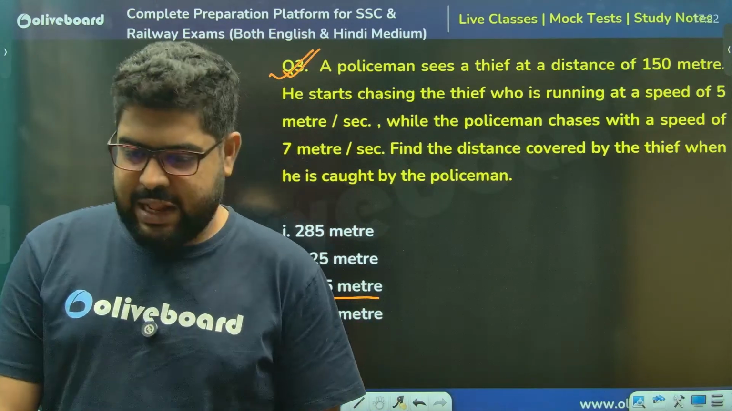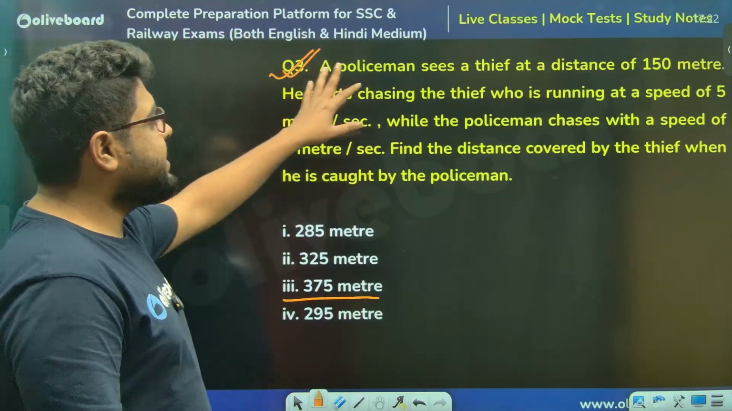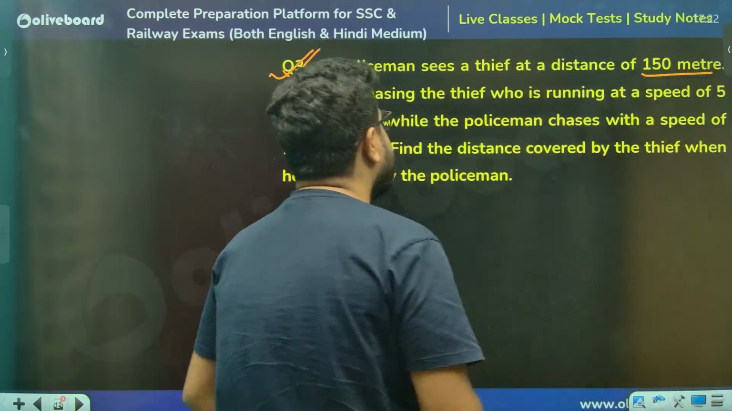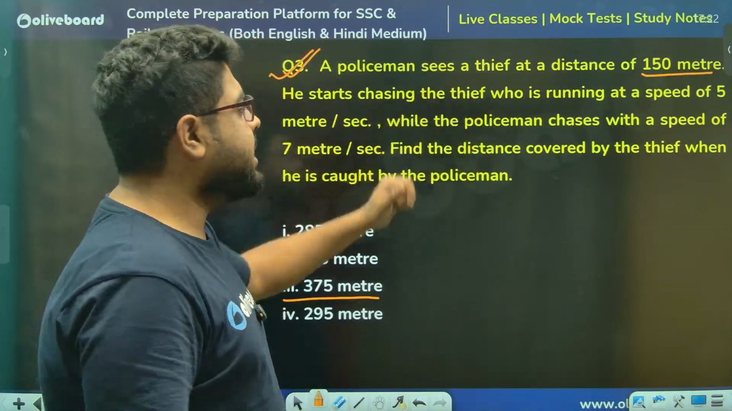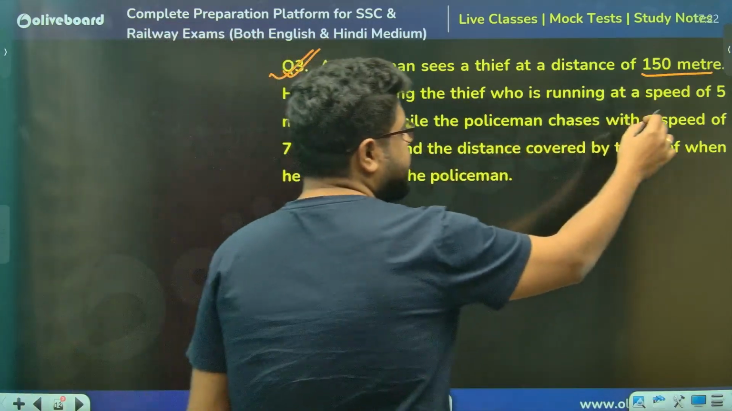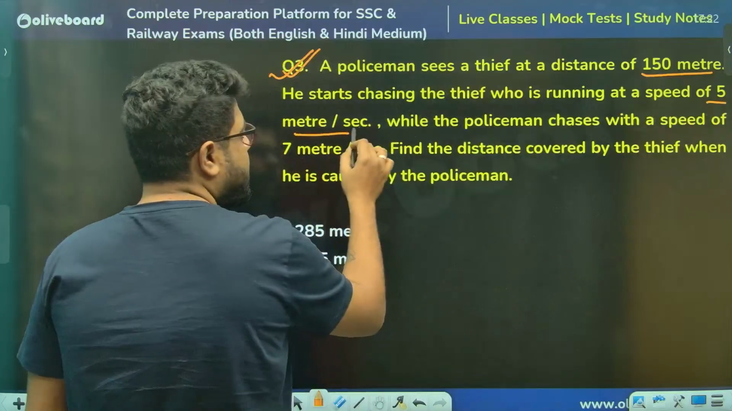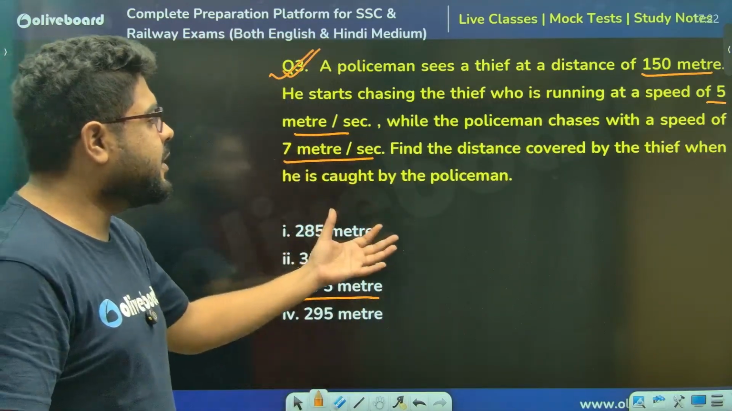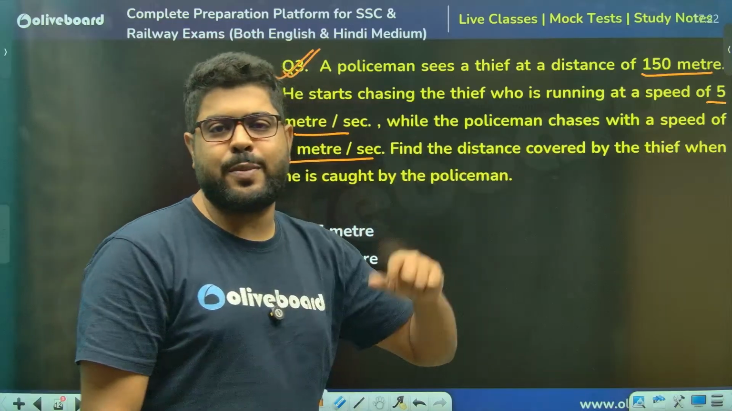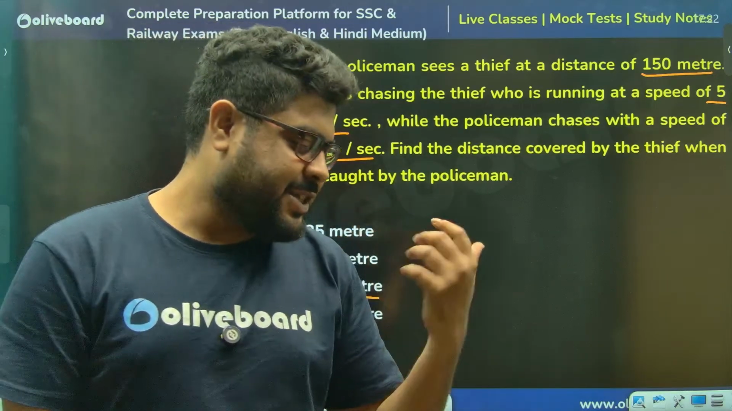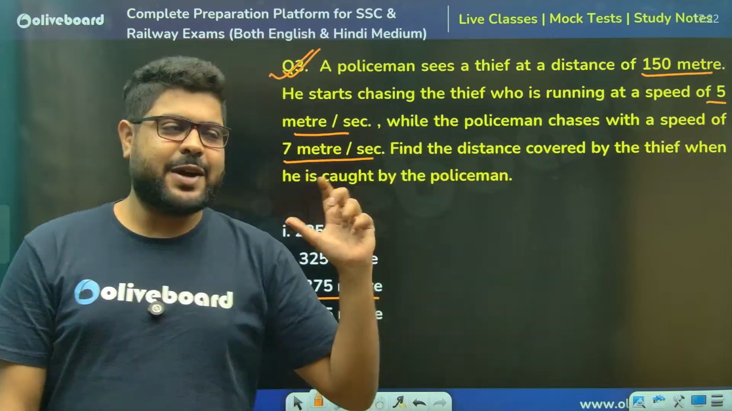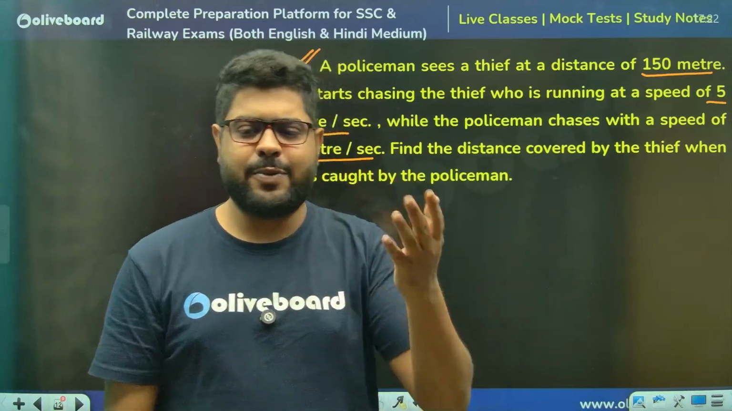Okay. Let's see. A policeman sees a thief at a distance of 150 meters. He starts chasing the thief who is running at a speed of 5 meters per second. While the policeman is chasing at this speed, find the distance covered by the thief when he is caught by police. Now, last question we had done using relative speed concept. Here, should I do it using relative speed or without?